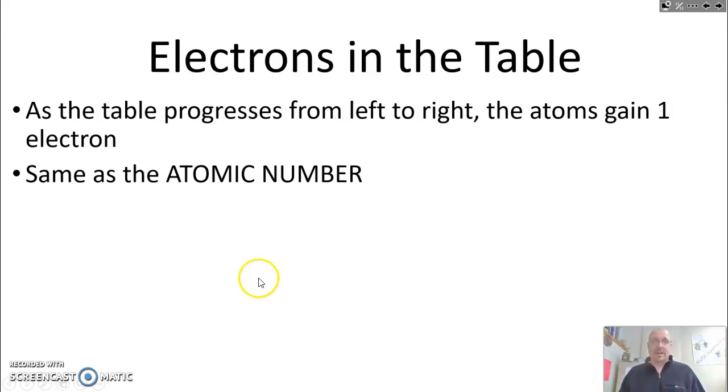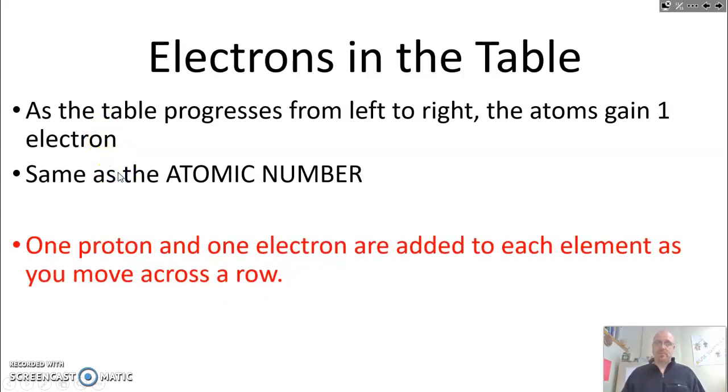So again, most of the time, your electrons follow the same route as the atomic number. So one proton and one electron are added to each element as you move across the row. And the reactivity that we'll learn about is basically because an element wants an electron or it has extra electrons and wants to get rid of them. And it's because of this sharing process that reactivity occurs between different families and different groups in our periodic table of the elements.